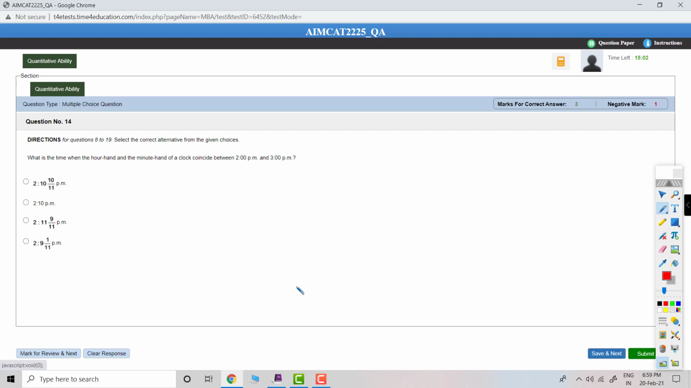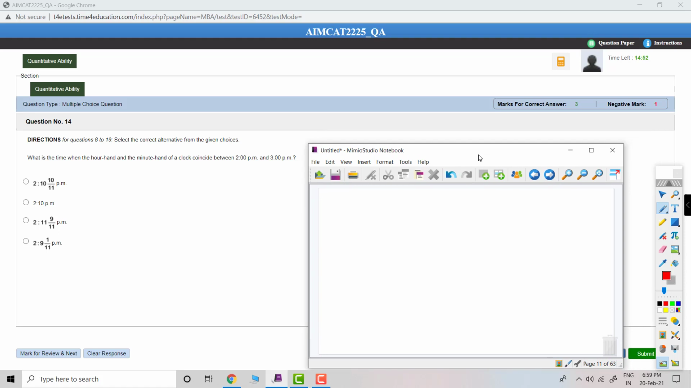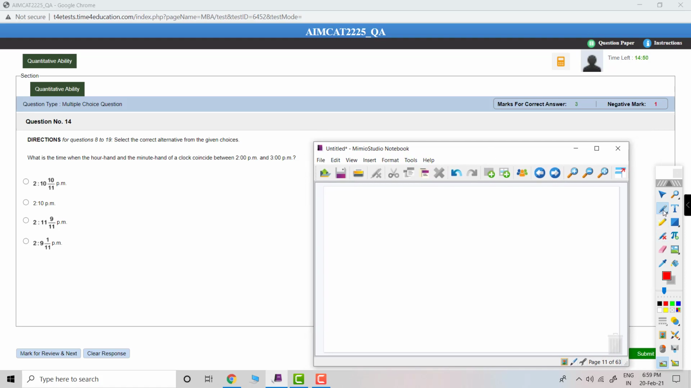Look here, at what time between 2 o'clock and 3 o'clock will the hour hand and minute hand meet? At 2 o'clock the diagram will be like this. Let me draw a diagram.